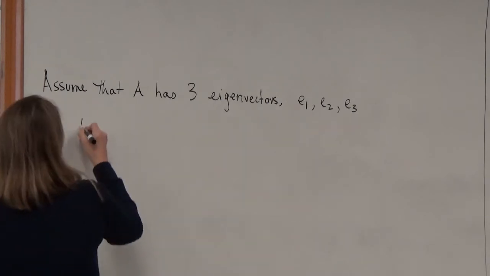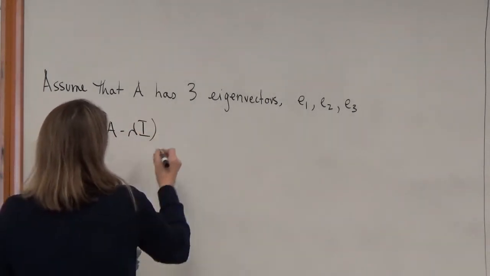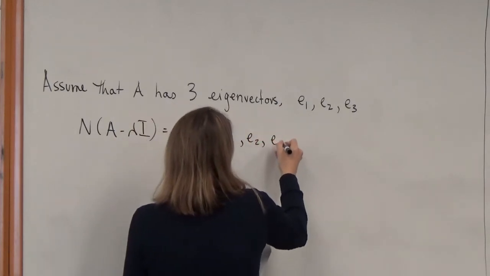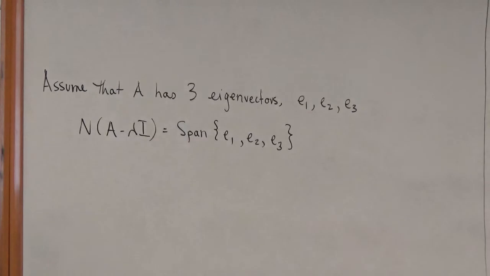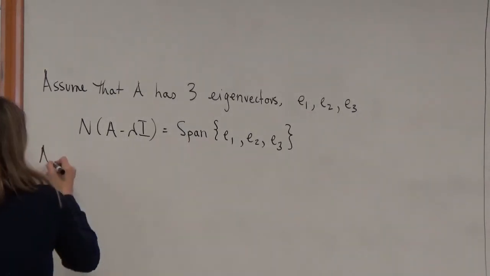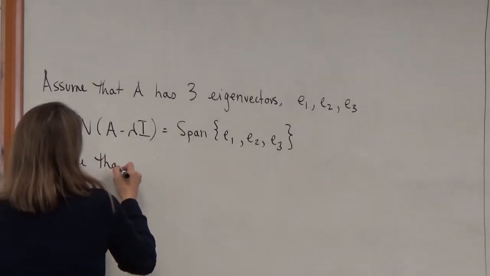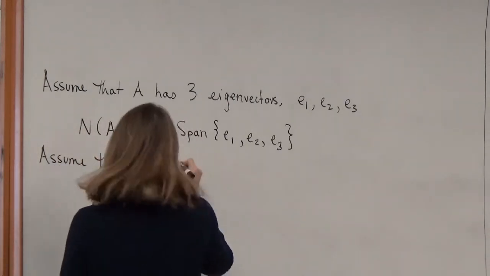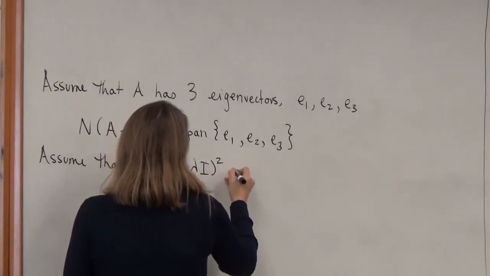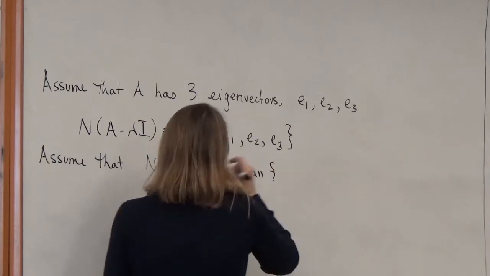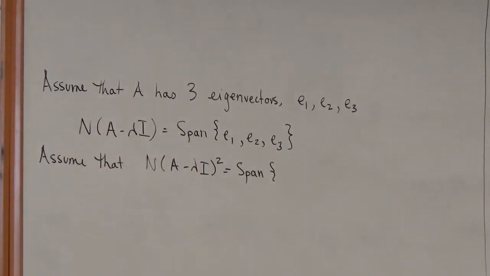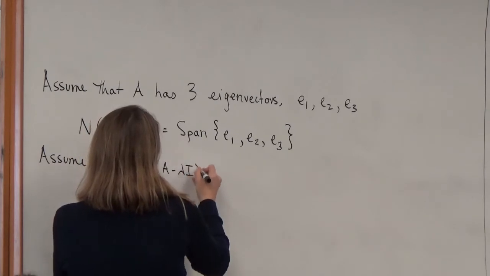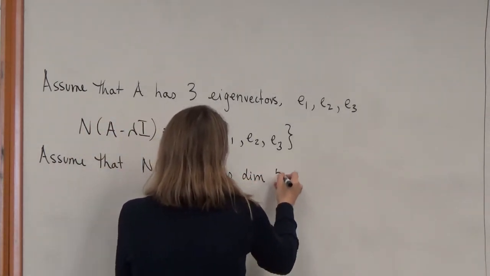So that tells us that if we just look at the null space of A minus lambda I, that is dimension 3. So it's the span, remember what span is, it's the span of these vectors E1, E2, and E3. Suppose that, we still need a little more information. Assume that the null space of A minus lambda I squared has dimension 5.